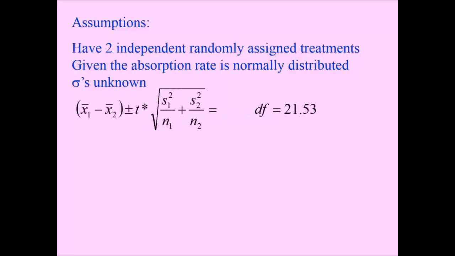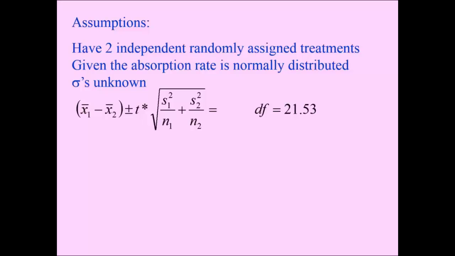And you're probably thinking, how did they get the degrees of freedom of 21.53? Remember, there's two routes to get here. One is to use the lesser sample size, n minus 1 of it, or have the calculator work out that lovely formula we saw earlier.